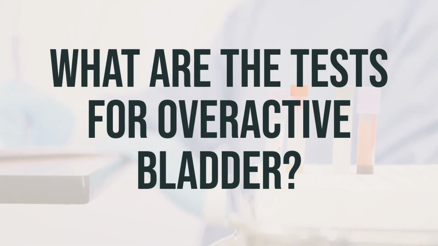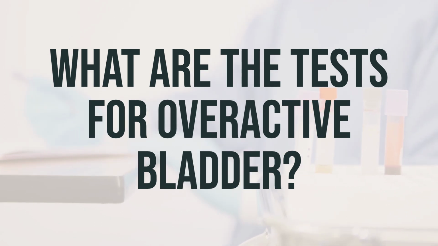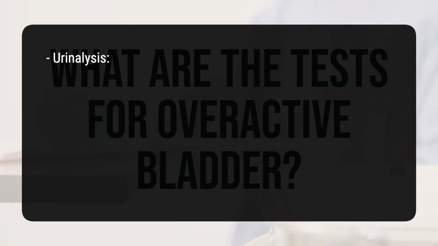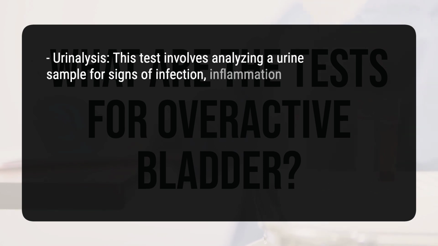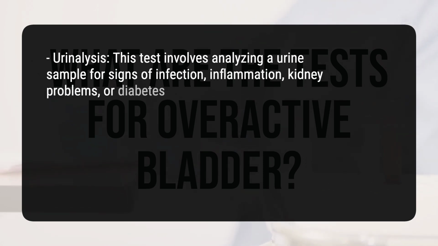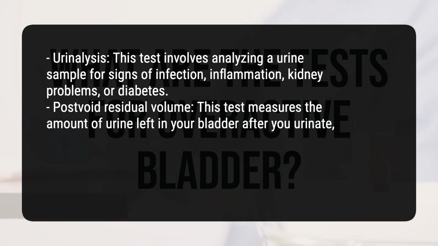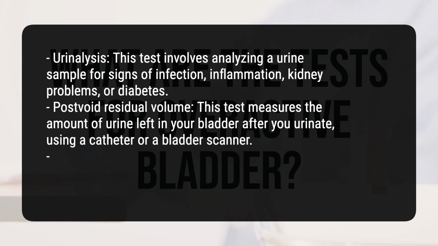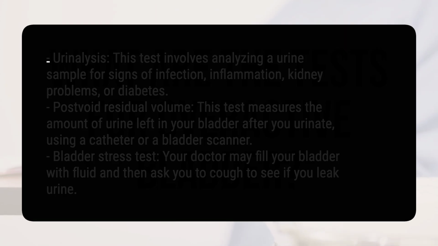When diagnosing overactive bladder, your doctor may perform a series of tests to determine the cause of your symptoms. These tests can include urinalysis. This test involves analyzing a urine sample for signs of infection, inflammation, kidney problems, or diabetes. Post-void residual volume. This test measures the amount of urine left in your bladder after you urinate, using a catheter or a bladder scanner. Bladder stress test. Your doctor may fill your bladder with fluid and then ask you to cough to see if you leak urine.